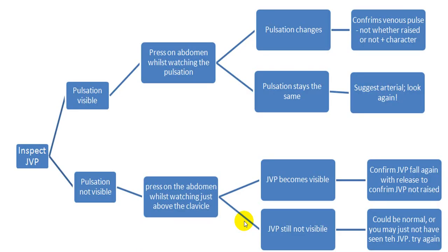So in that area, press on the abdomen and look for the pulsation. If JVP becomes visible, it is the jugular vein, and if still not visible, it could be normal, because we are not able to see clearly. At least the jugular venous pressure is not elevated. So that will be one of the ways. So this is one technique which is being utilized.